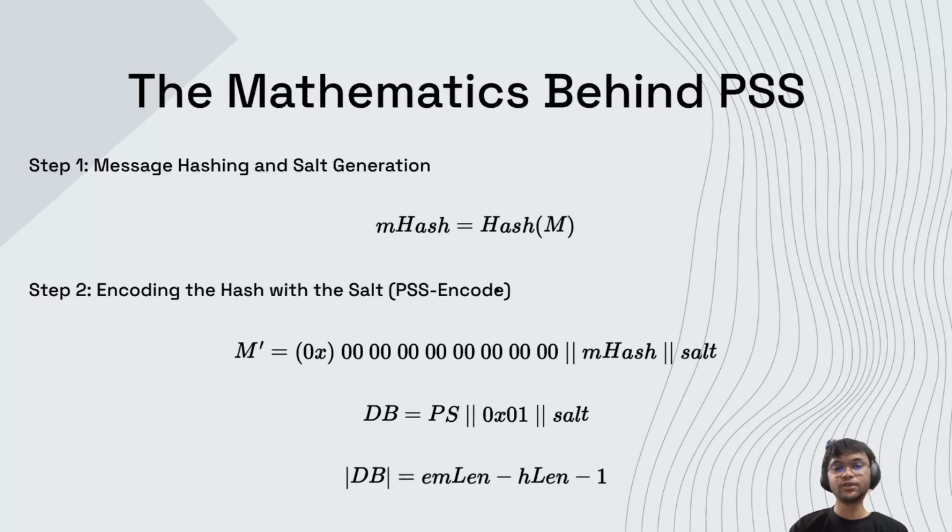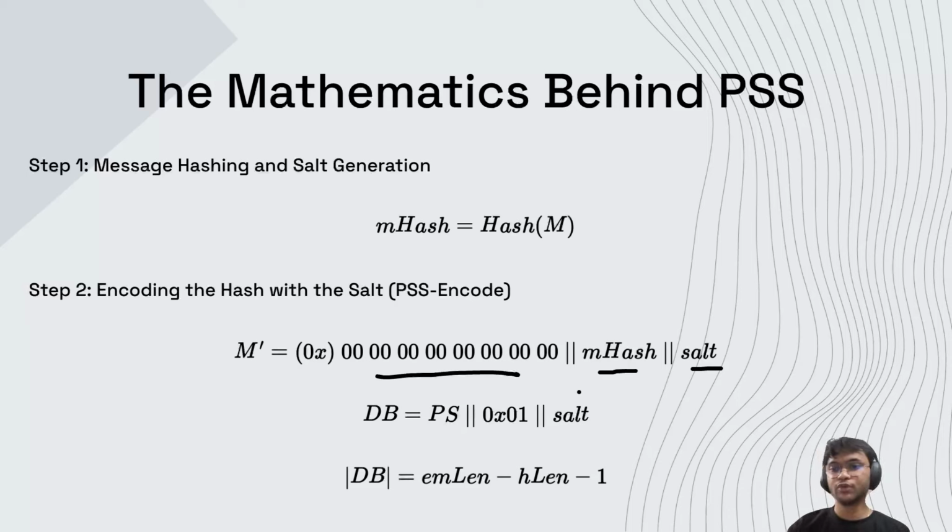The next step is to encode the hash with the given salt. The step is called PSS encode. We'll construct the data block by combining the padding with the hash and the salt. The padding is a sequence of zeros that just fills up the space up to a fixed length. Mathematically, we say M dash is zeros of fixed length and then padded with M hash and the salt that we generated right now.